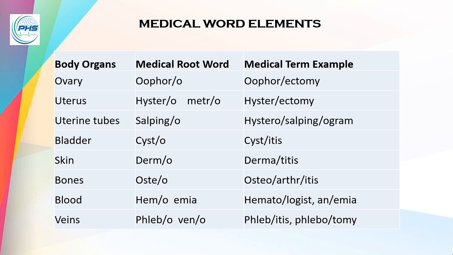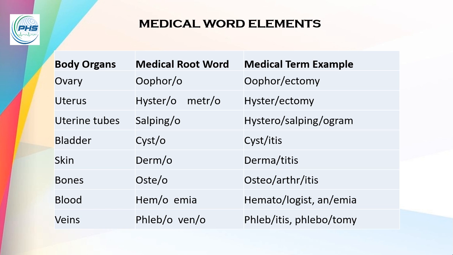Next, body organ skin. The medical root word is derm. The term example we can look at is dermatitis, which is inflammation of the skin. It is the medical condition in which the skin becomes red, swollen, and sore, sometimes with small blisters resulting from direct irritation of the skin by an external agent or an allergic reaction to it.